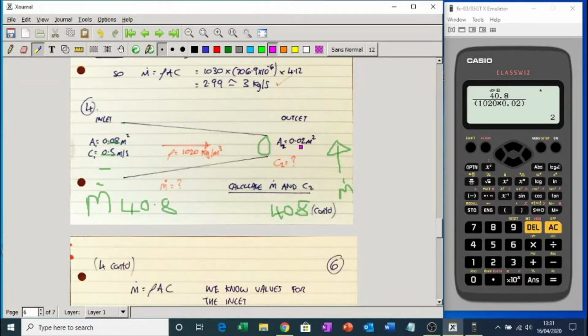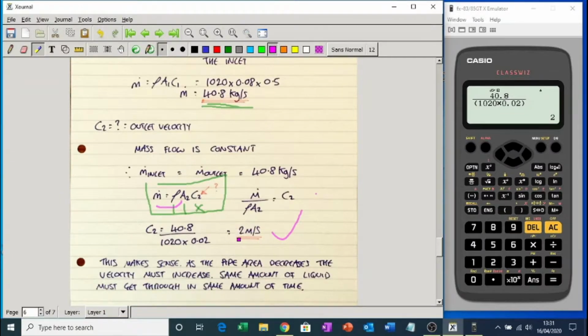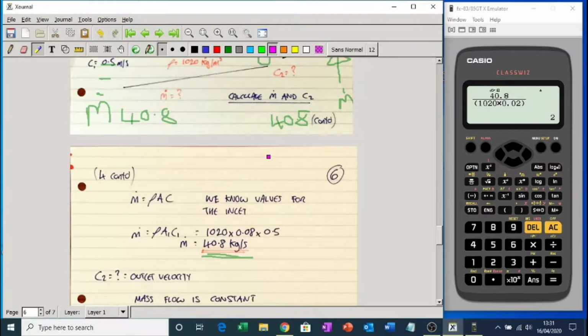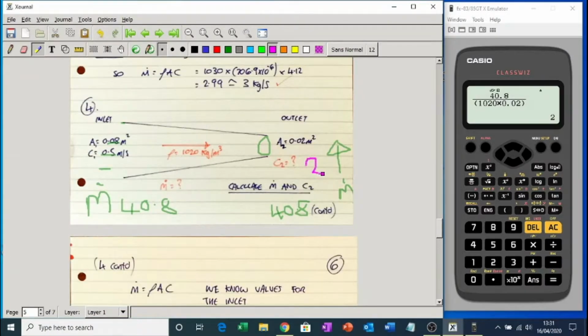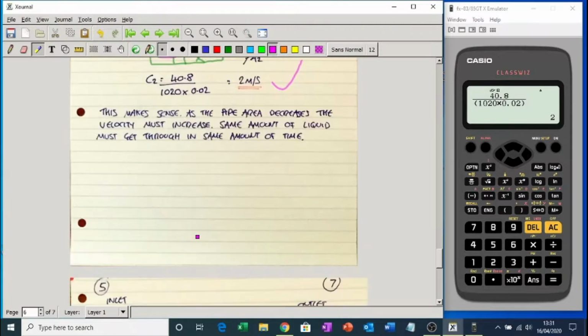Now, 0.08, 0.02, so there's a ratio here that you may see, a quarter, so you can work it out that way if you want to do. Because it's getting less by a certain amount. But we've worked it out, so 2 meters per second. Obviously it's got to get faster, it's got to be higher than that going in, because you've got less area. Tick. This makes sense. As the pipe area decreases, the velocity must increase. Same amount of liquid must get through in the same amount of time. So there we are. Makes a bit of sense. Always think about your answers, see if they make sense.